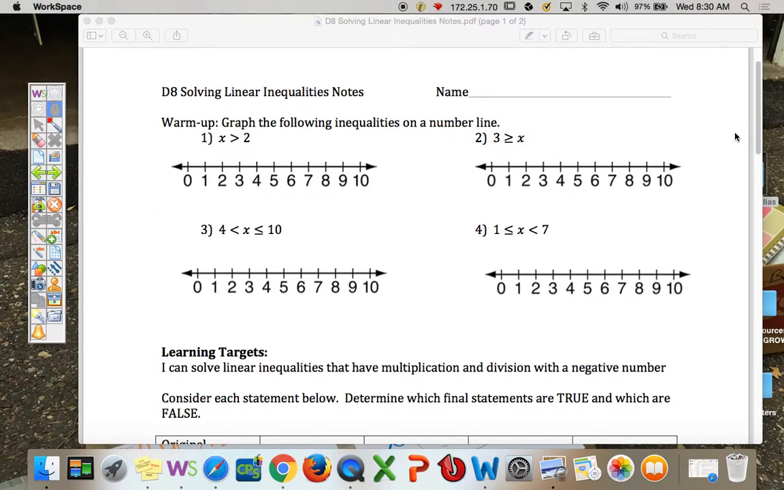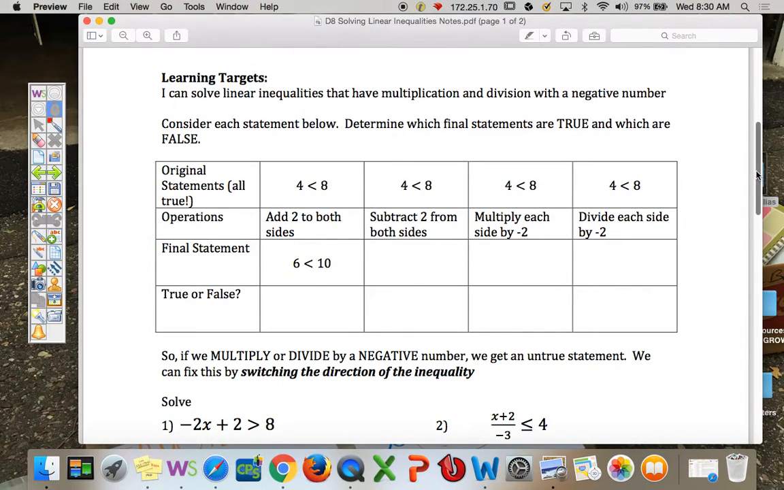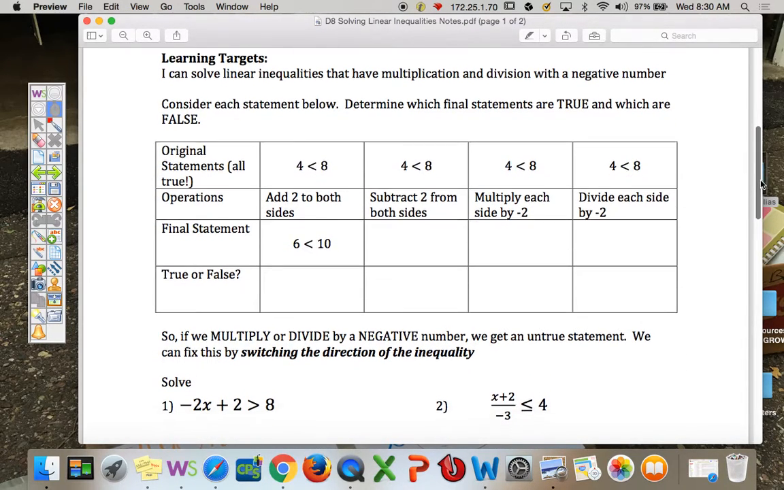So our learning targets today, looks like there's just one here. I can solve linear inequalities that have multiplication and division with a negative number. So let's start by completing the following table. Consider each statement below. Determine which final statements are true and which are false.